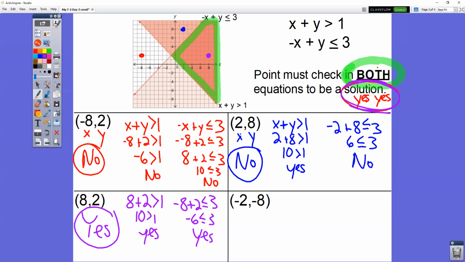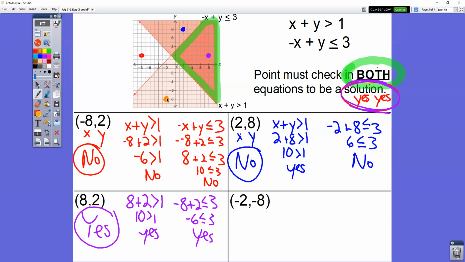Let's take a look at this other one. In this other one, we have negative 2, negative 8. Over to negative 2, down to negative 8. Notice that this orange point is not in the double shaded area. It's only in one of the shaded areas. Since it's only in one of the shaded areas, it's only going to check in one equation.